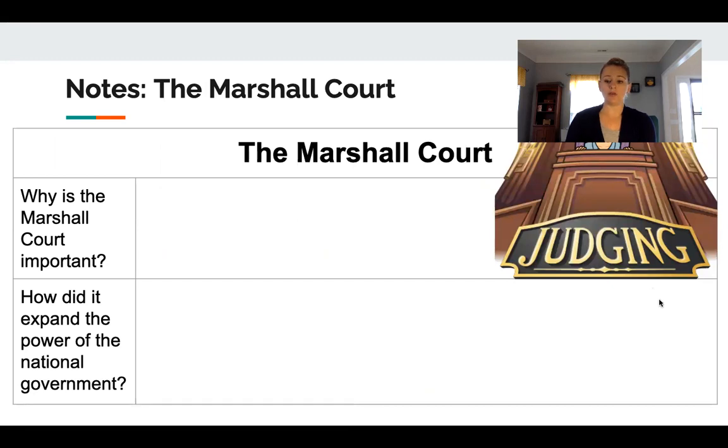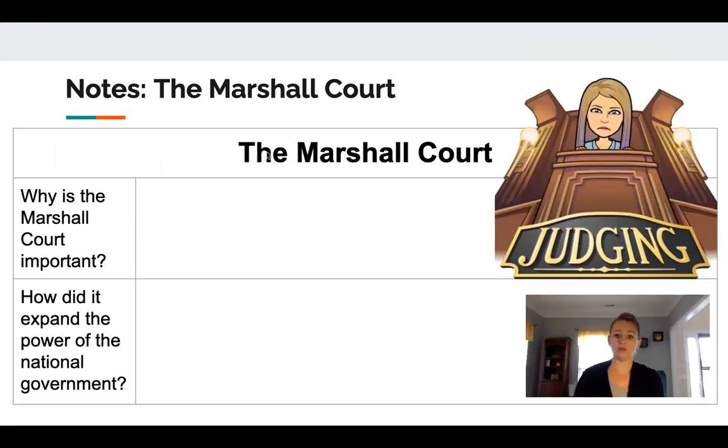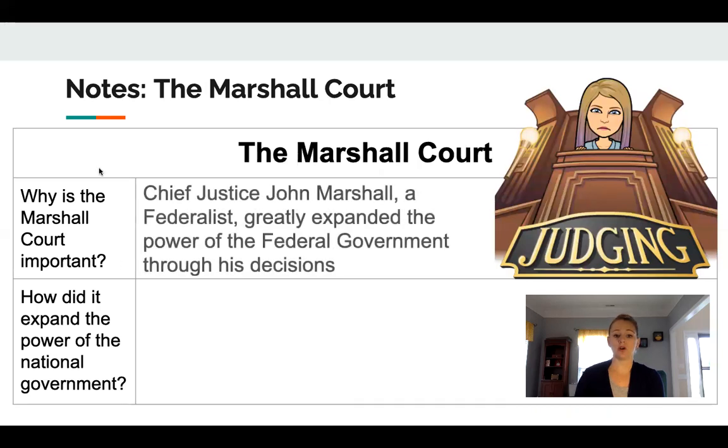The Marshall Court is called the Marshall Court because of the Chief Justice at the time, by the name of John Marshall. So let's talk about why the Marshall Court is important. John Marshall was a Federalist, meaning that he believed that the national government should have more power. Remember, that was a big belief of the Federalists.